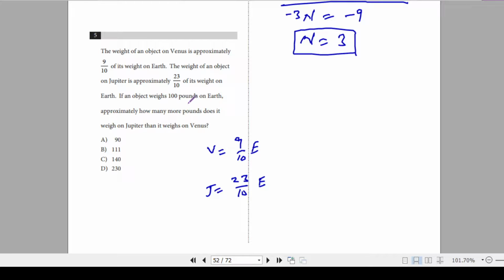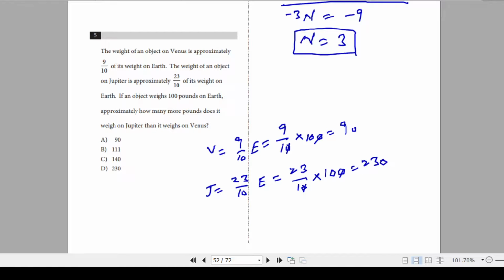Alright. If an object weighs 100 pounds on Earth, approximately how many more pounds does it weigh on Jupiter than it weighs on Venus? So if you put this value of Earth's weight, 100 pounds, here, you will get the weight on Venus, and if you put this value of Earth's weight here, you will get the value on Jupiter. Let's do that. So 9 over 10 times 100 will be 90. The weight on Venus is 90, and the weight on Jupiter is, of course, 230.